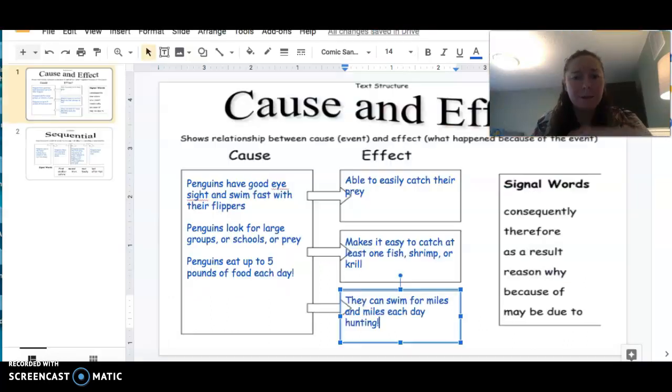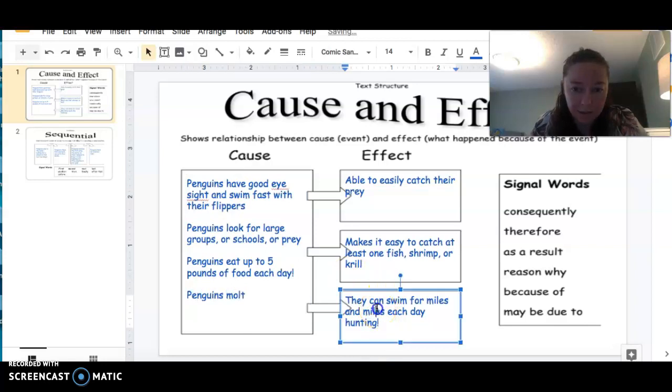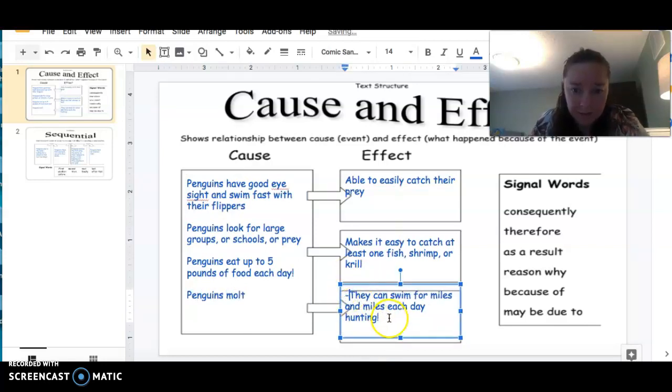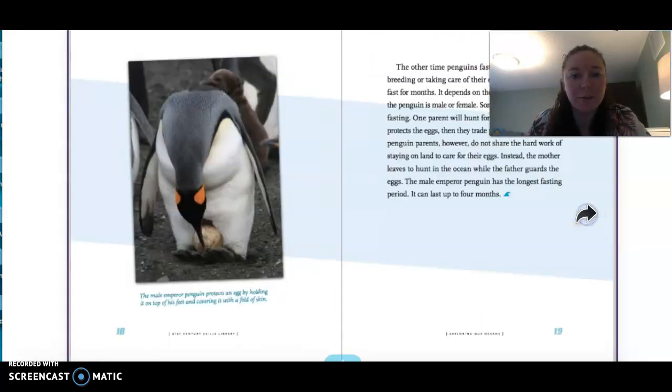So I'm going to go back to my organizer. I'm just going to, so because penguins molt, we're just going to add that in here. They don't eat for 2 to 4 weeks. Okay. All right. Let's read one more page.